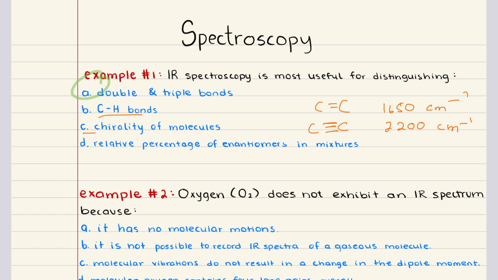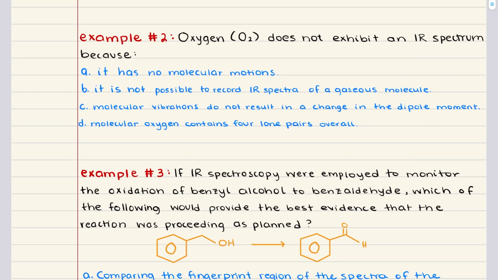Finally, option D says relative percentage of enantiomers in mixtures. Again, this is not something IR can do. Enantiomers have identical IR spectra because they have the same functional groups and the same bond types. So you would need other techniques to assess this. So once again, the correct and the best answer is A, because IR is especially useful for distinguishing types of bonds, including double and triple bonds. Let's move on to problem 2.